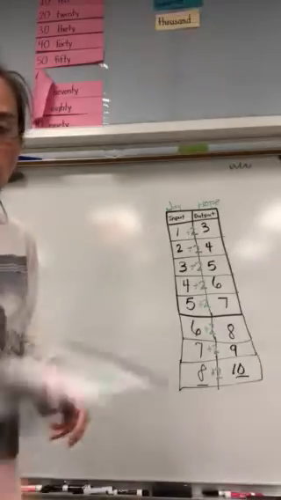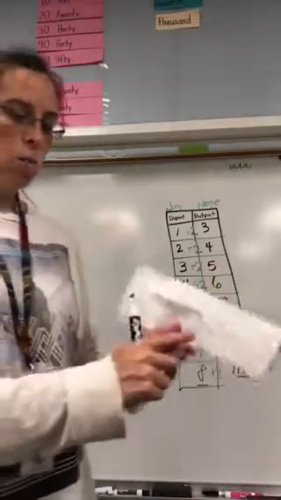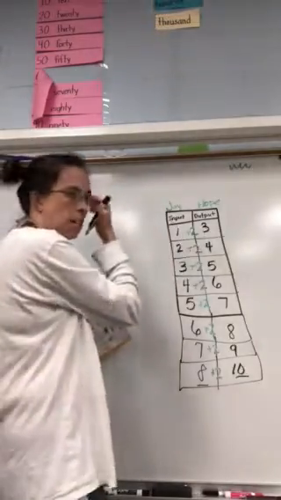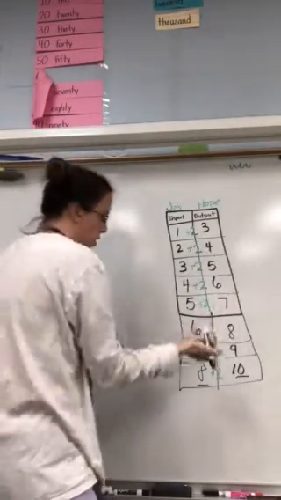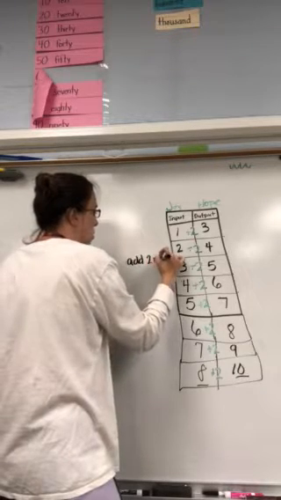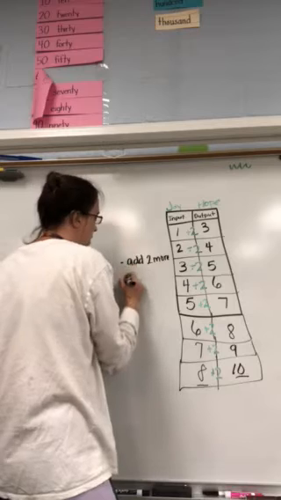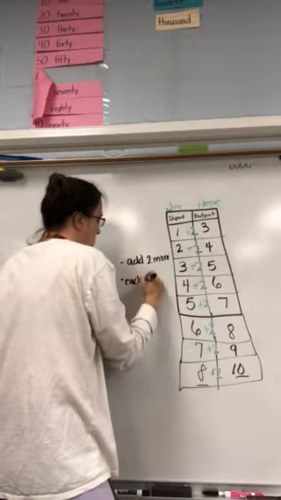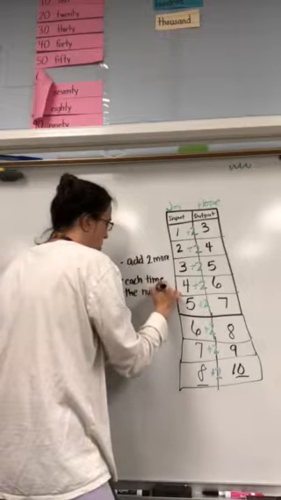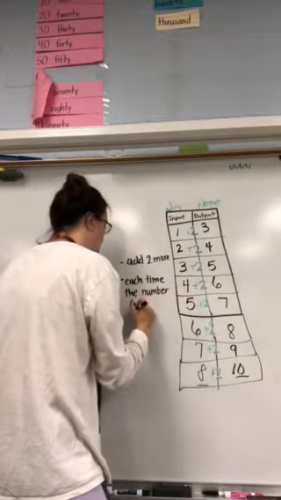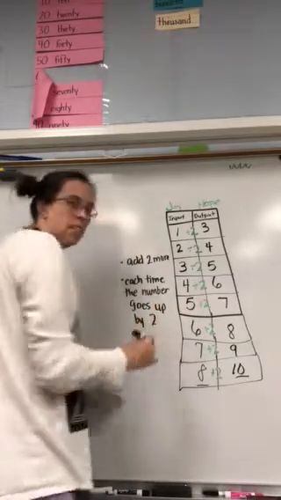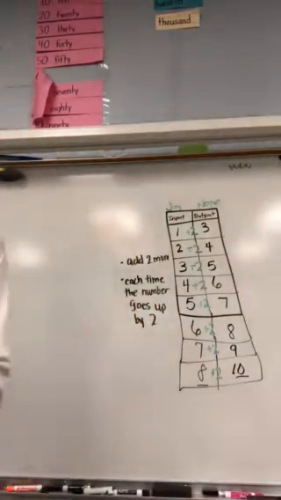Okay? So the second question it says on here, what is the rule? Well, the rule is that each number is going up by 2. So my rule would be add 2 more. Or you could say each time the number goes up by 2. Doesn't matter how you say it, it's going to be the same thing either way.